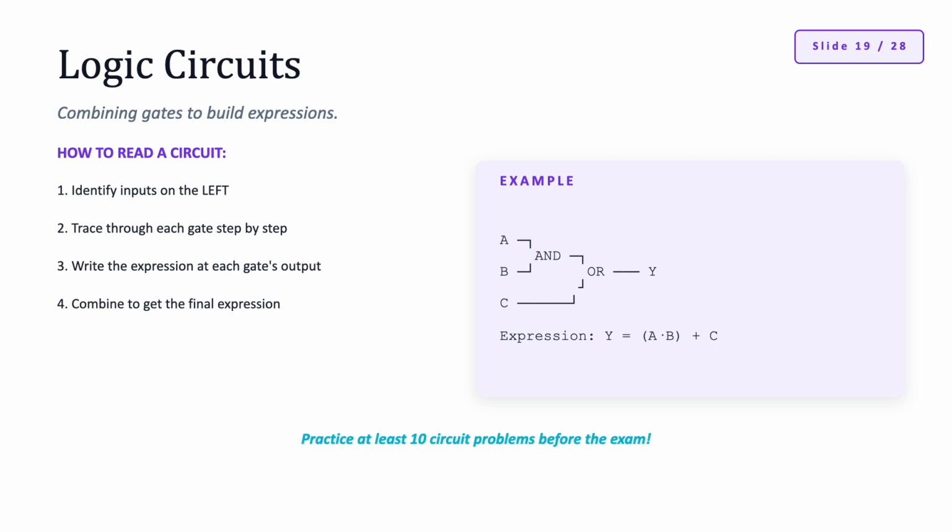To draw a circuit from an expression, break the expression into parts. Draw the innermost operation first, then connect outward. Practice is key.